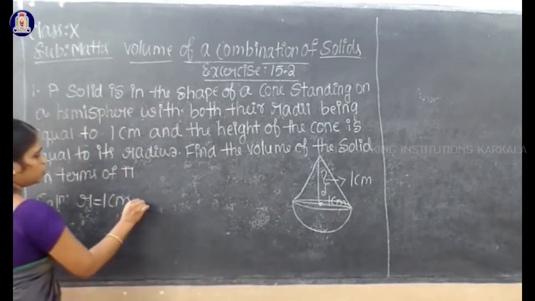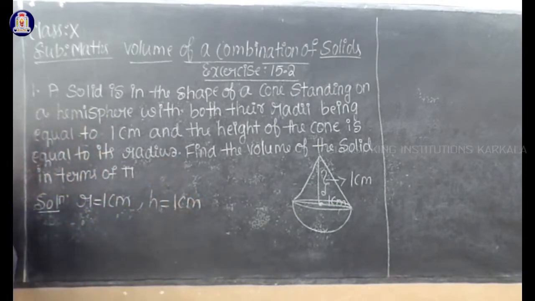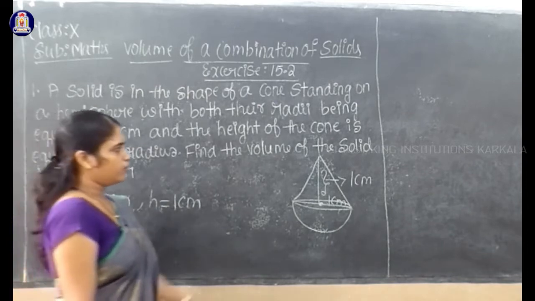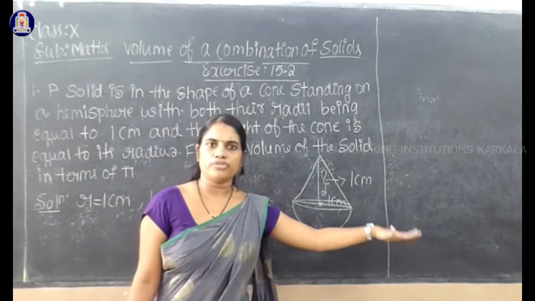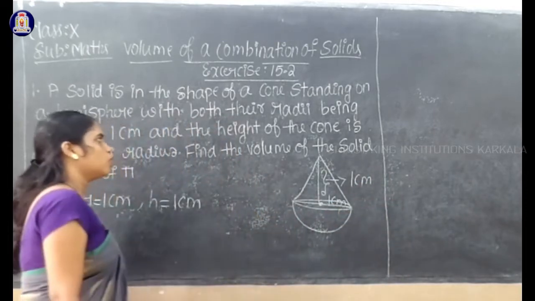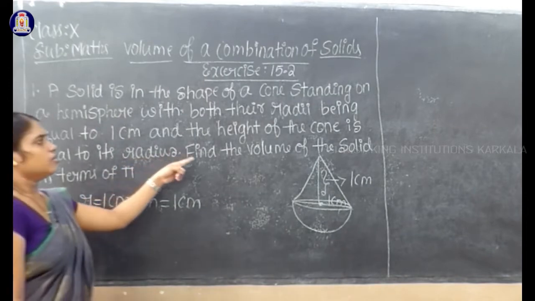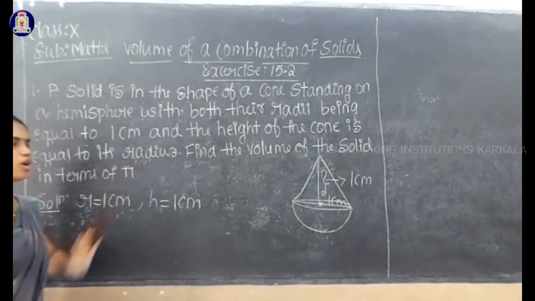So therefore, what is the notation for the height of the cone? Height of the cone is given by h. So therefore, height of the cone is also 1 centimeter. Radius of the cone as well as hemisphere is also equal to 1 centimeter. Your question is, find the volume of the solid in terms of pi.